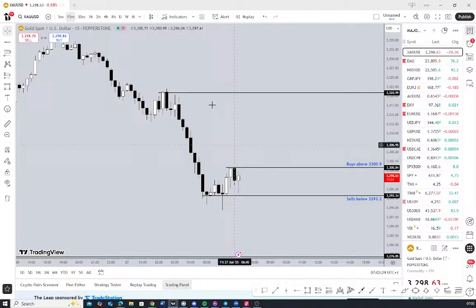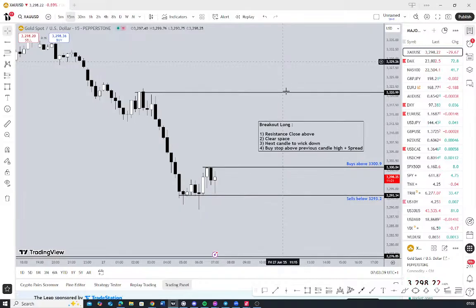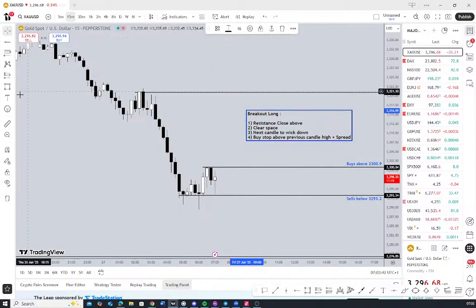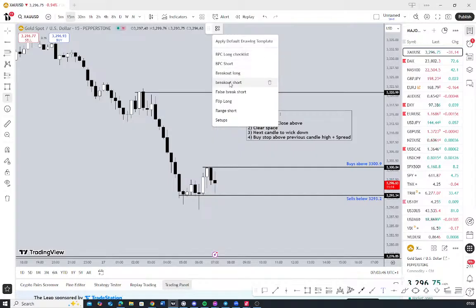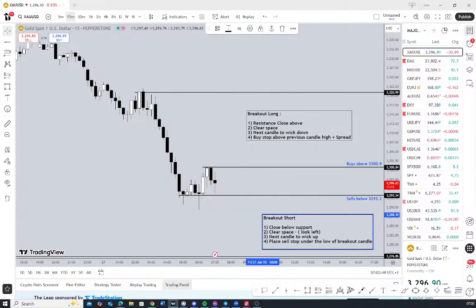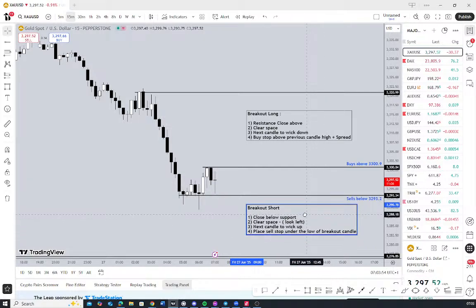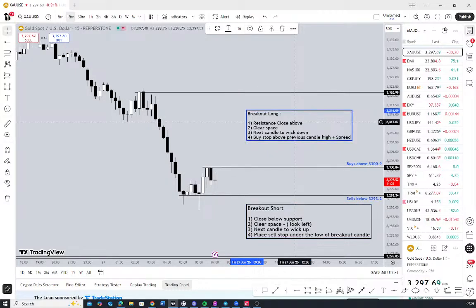Yeah, this is gold. 15-minute chart. So look, I'm going to put the rules on here for a breakout. So this is what I would look at doing. Breakout long. So there's the rules. And I would look for a breakout short. Okay, so there you go. There's the rules. That's exactly what I'm going to look for on both accounts. Okay, so I'll just make them a little bit bigger so you can see it.